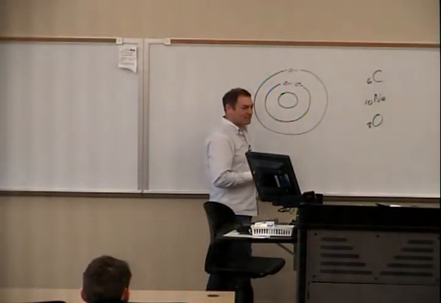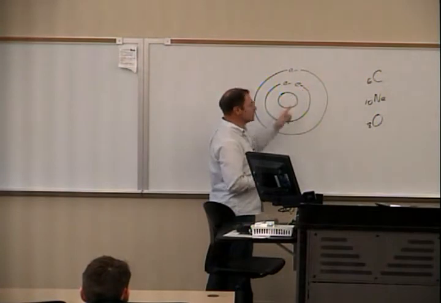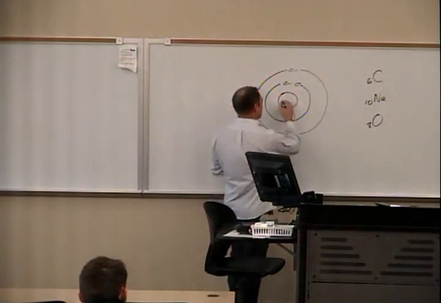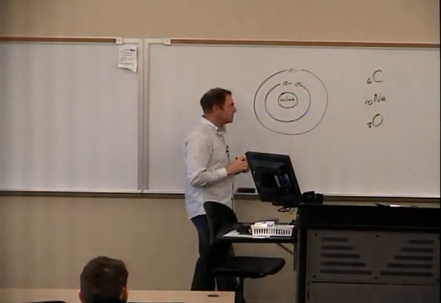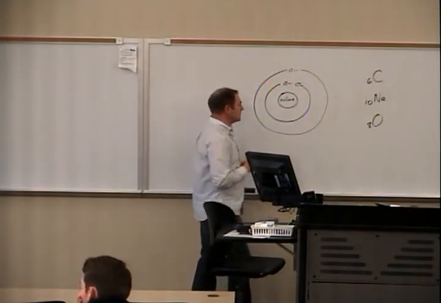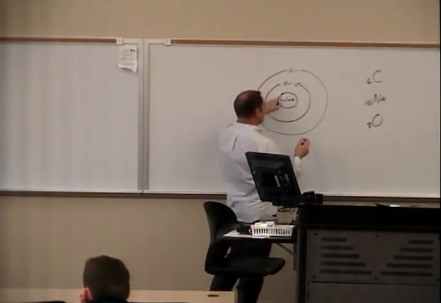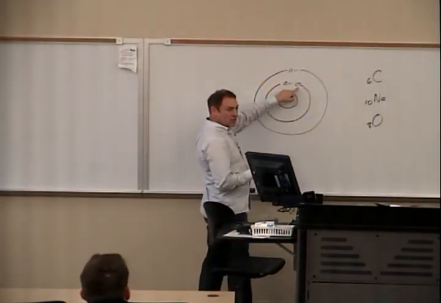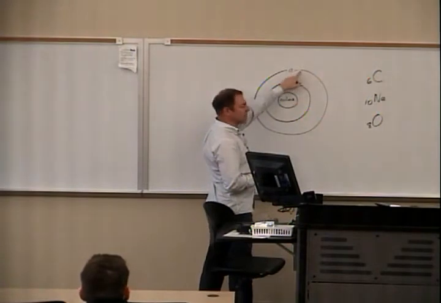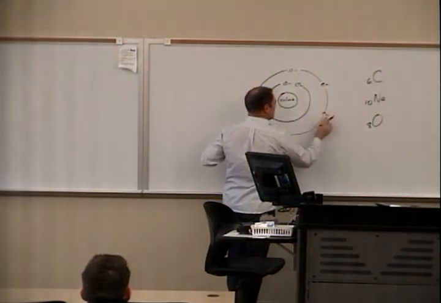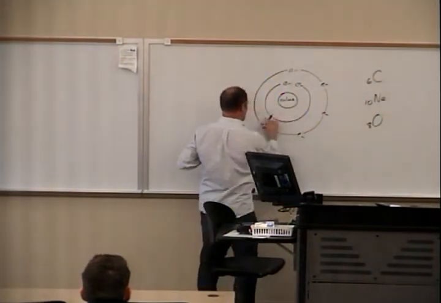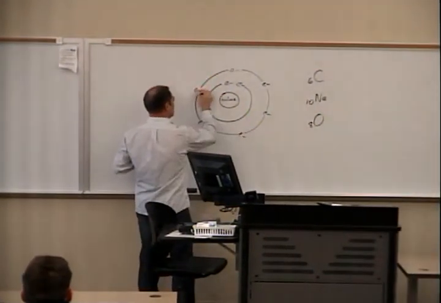What does the smaller circle represent? The nucleus. There you go, where your protons and neutrons are. So let's do oxygen then. Well, there's 2 of the 8 electrons. So how many are going to go in the second shell? 6. 1, 2, 3, 4, 5, 6.